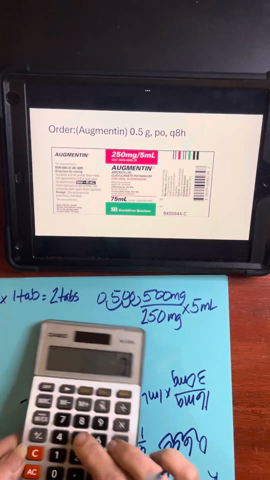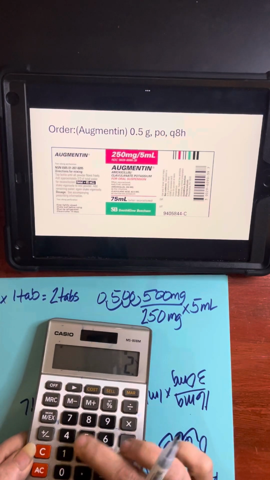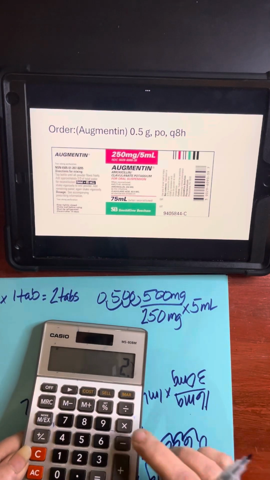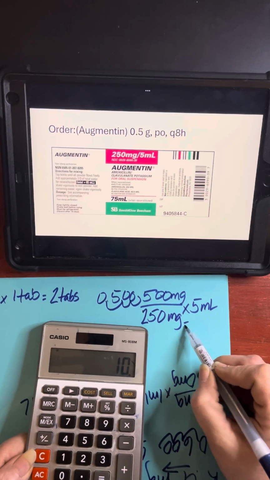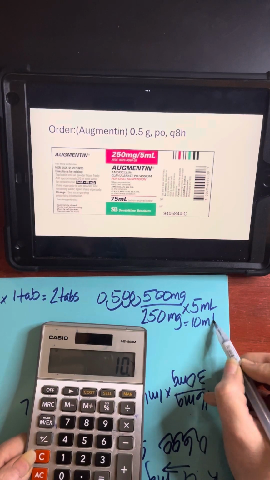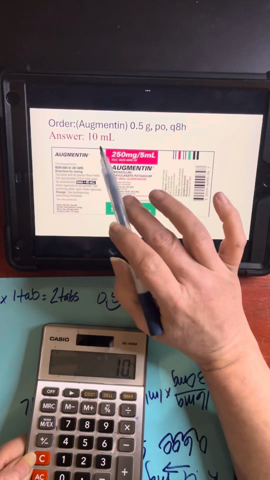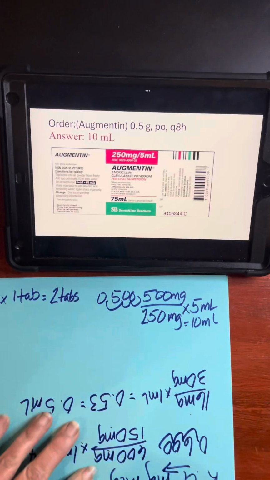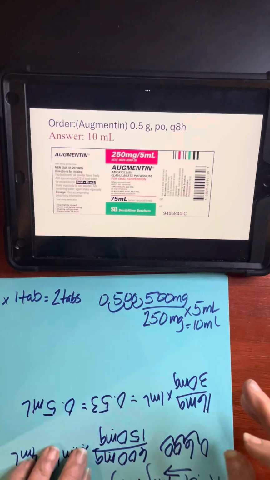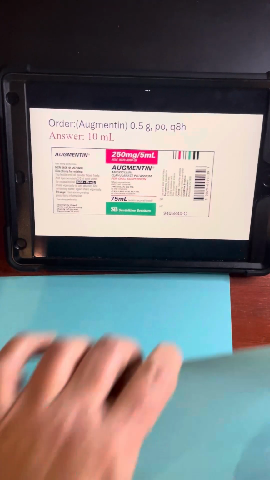Here we go. 500 divided by 250 equals, times 5 equals, and we're going to give him 10 milliliters. Look, boom. You know what we just did. Right here in front of everybody. We saved another one.